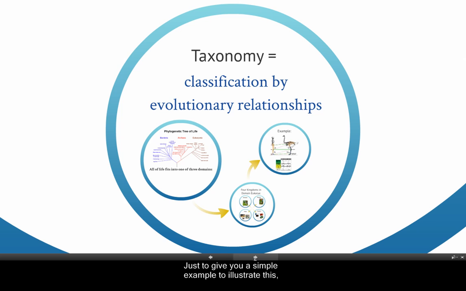And just to give you a simple example to illustrate this, let's say you have two families, each with a boy and a girl, and we decide to classify that group of people. We could put all the men in one group and all the women in one group. We could put all the adults in one group and all the kids in one group. And those would be logical classification groups. But what we're probably most interested in is who's related to who, who's the parent, who's the offspring.